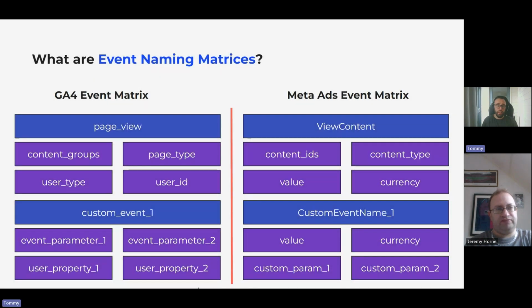So event naming matrices are just a way of documenting for each platform. For example, here, just Google Analytics 4, maybe Meta Ads. These are just examples. You want to start planning your event naming. It's very important, because you need to follow best practices. So having that document helps you do the best job, but also it's something you share with all your marketing teams so they know what's going on.